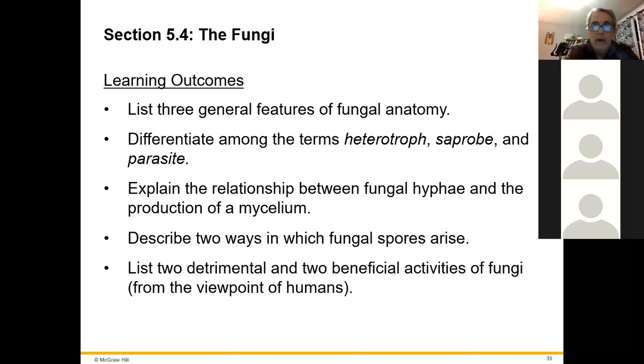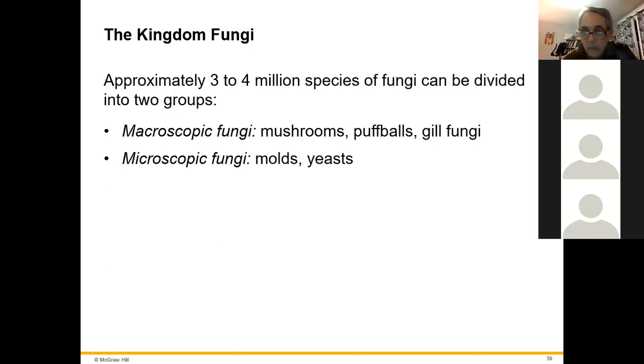So we're going to talk about fungal anatomy in this section: heterotroph, saprophyte, and parasite. We're going to talk about fungal hyphae and the mycelium. We're going to describe two ways fungal spores arrive. We're going to list 2 detrimental and 2 beneficial activities of fungi, obviously from our viewpoint. Where are we? Slide 36.